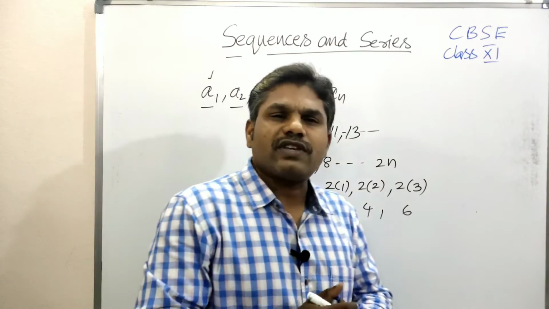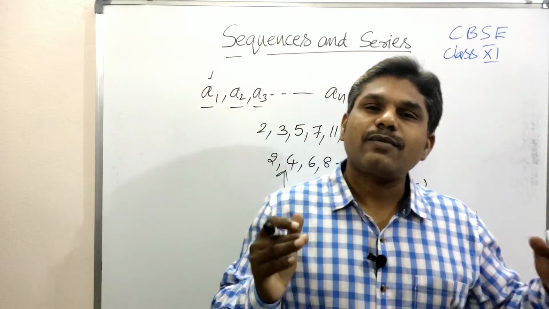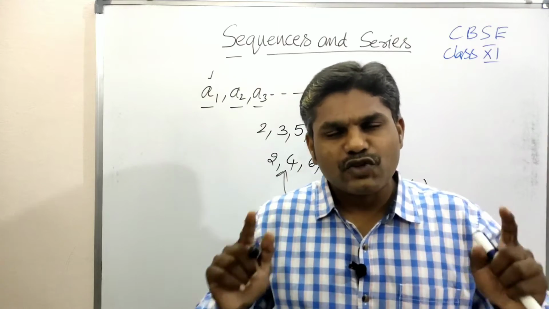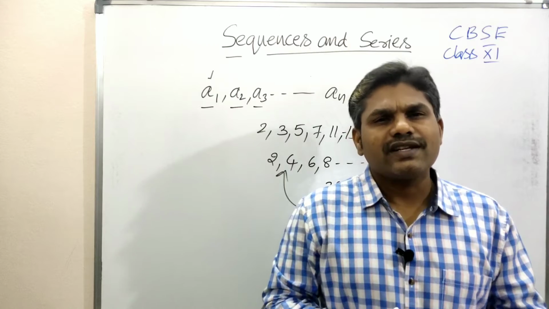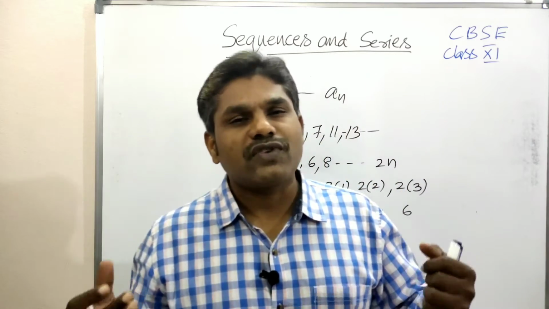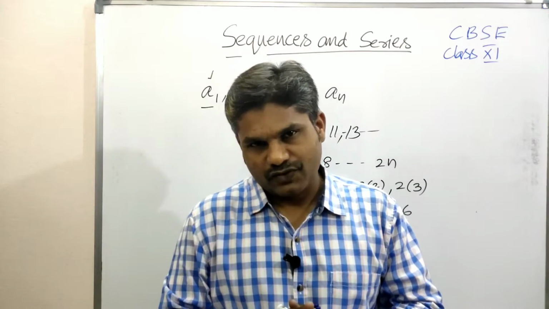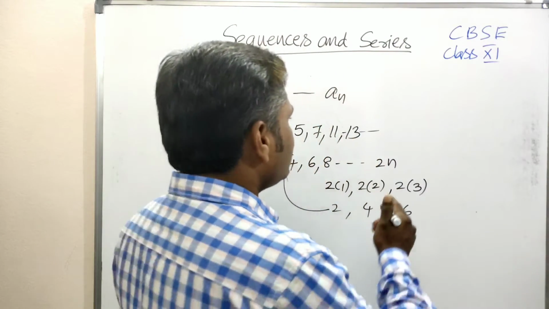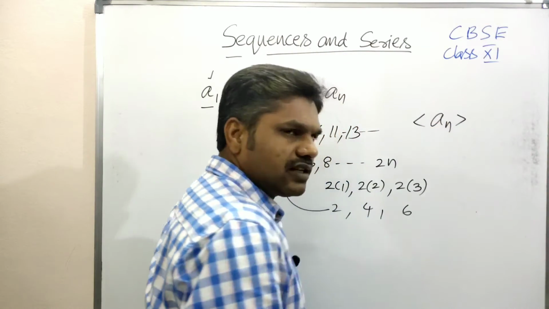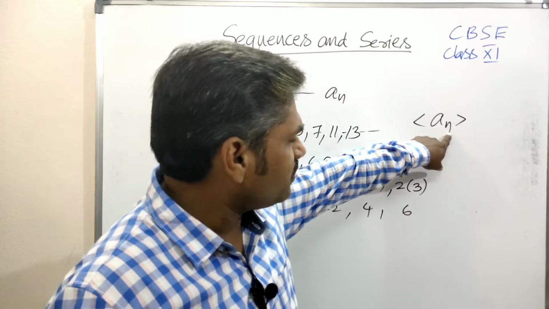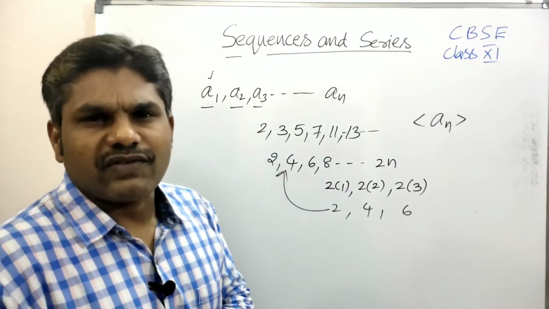Now, types of sequences. If any sequence contains a finite number of terms, then that is said to be a finite sequence. And if the sequence contains an infinite number of terms, then that is said to be an infinite sequence. Okay, sequences are generally represented as angle brackets around an. Here an means the nth term, and that is said to be a sequence.